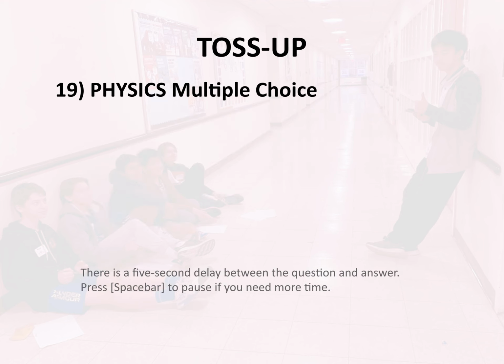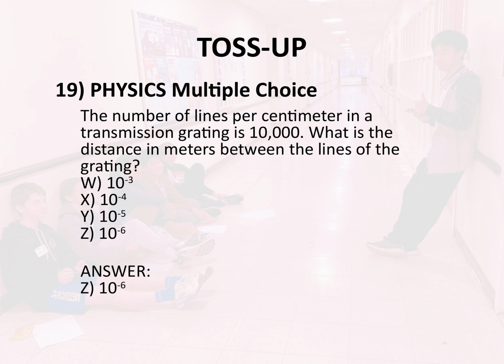Toss-up 19. Physics. Multiple choice. The number of lines per centimeter in a transmission grating is 10,000. What is the distance in meters between the lines of the grating? W. 10 to the power of negative 3. X. 10 to the power of negative 4. Y. 10 to the power of negative 5. Z. 10 to the power of negative 6. Answer: Z. 10 to the power of negative 6.